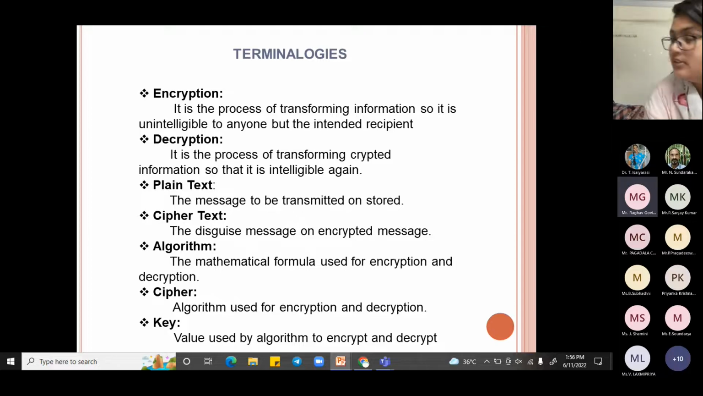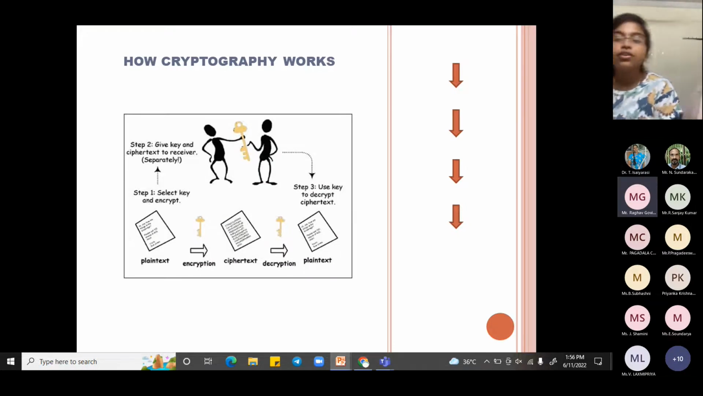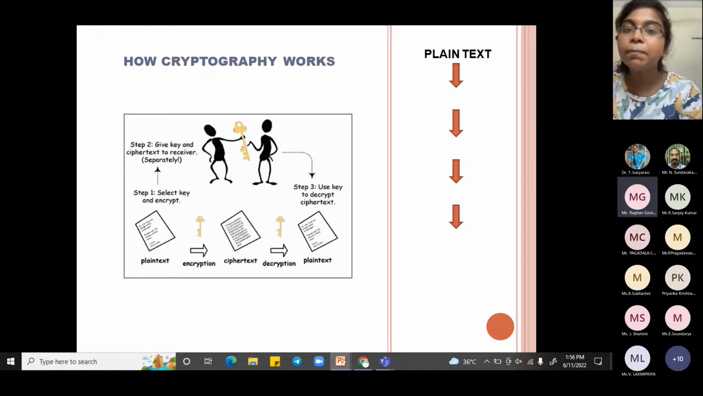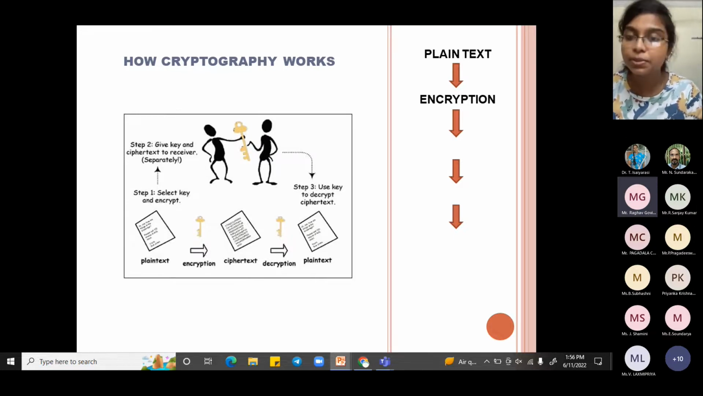Okay, let us now see how cryptography works. There are many ways of working in cryptography. First, there will be a plain text given, like, hi Samran. That is a plain text. You have to change it into an unintelligible text, which is ciphertext. That process is called encryption.